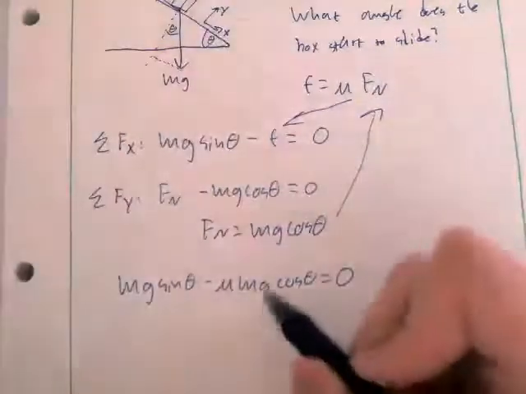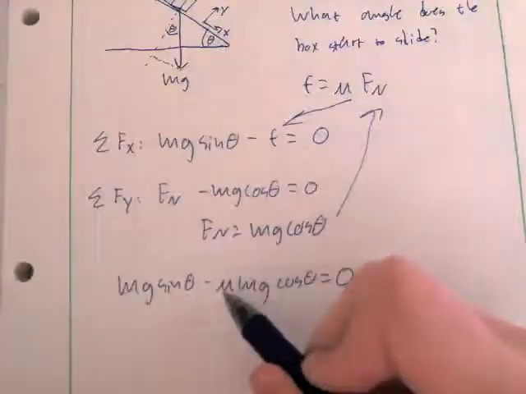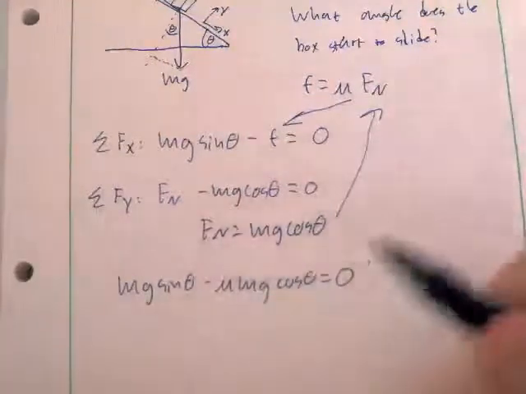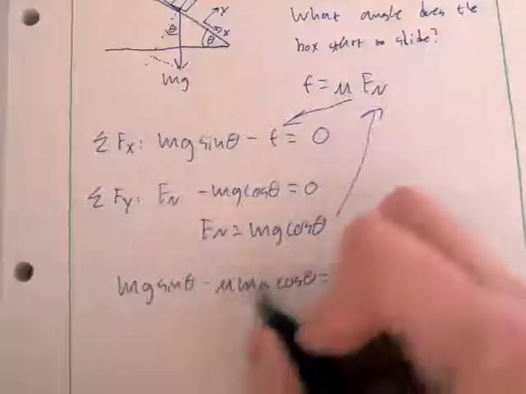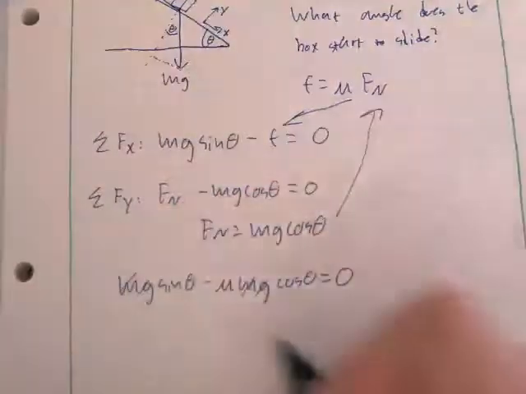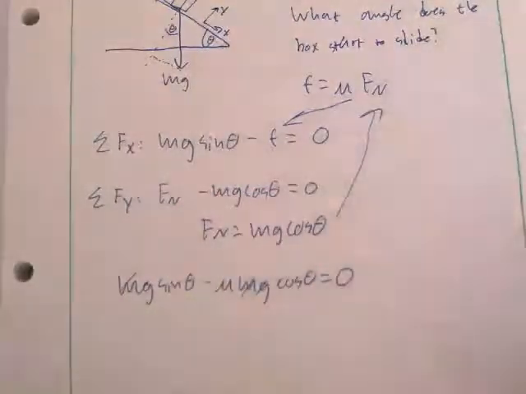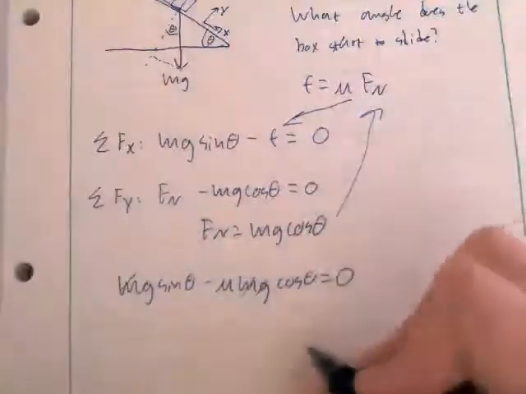So now simply solve for this theta, right? We know what mu is. We don't know m. We don't know g. That's okay. As it turns out, this m and g are going to cancel, right? The mass of the box doesn't matter. The planet you're on actually also doesn't matter. You can go to Mars. You can go to the moon. This box will start sliding at the same angle.